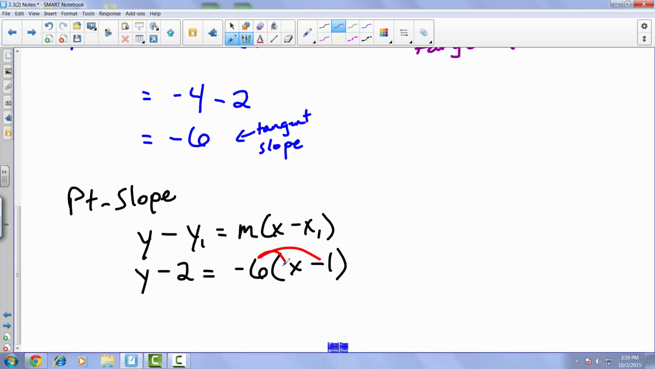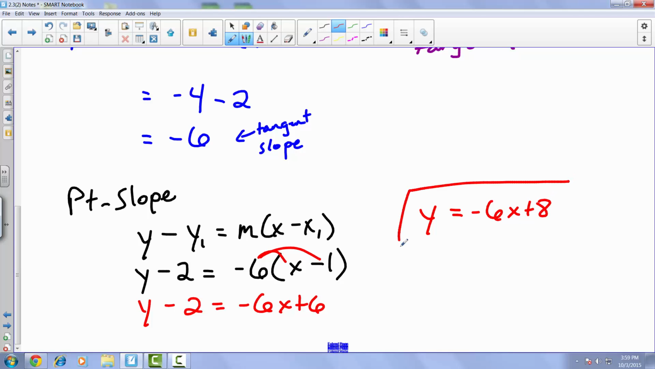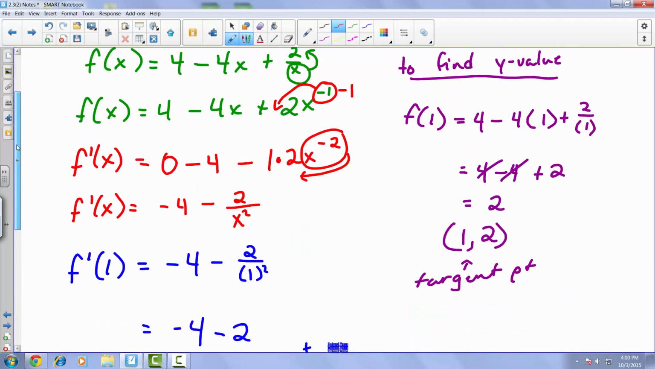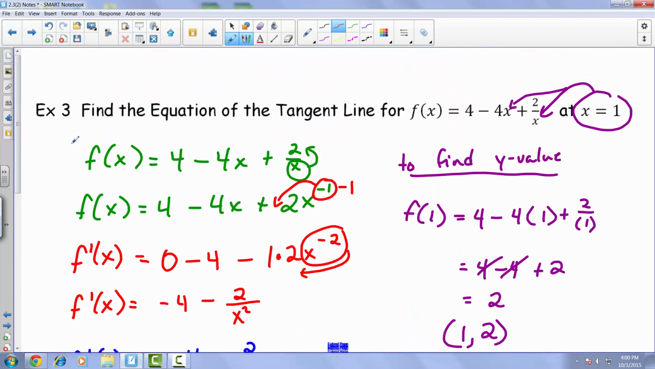So we distribute this negative 6 in, and end up with y minus 2 is equal to negative 6x plus 6. And lastly, add 2 to both sides. So y is equal to negative 6x plus 8 is the equation of the line that is tangent to our function at this particular target point, 1, 2. So again, that is example 3 from our 2.3 set of notes.